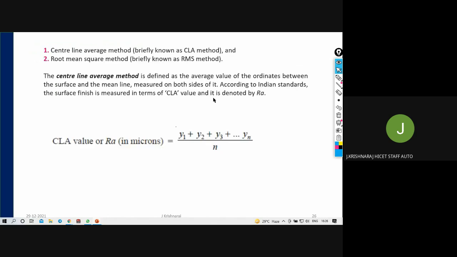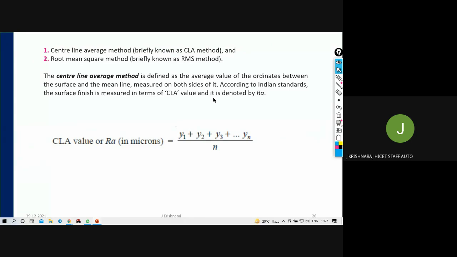Surface roughness is measured by two methods. The first one is the center line average method, that is CLA. The second one is the RMS, root mean square method. If you zoom into the surface of a particular component, you can identify the ups and downs on the surface. Those are the node points.